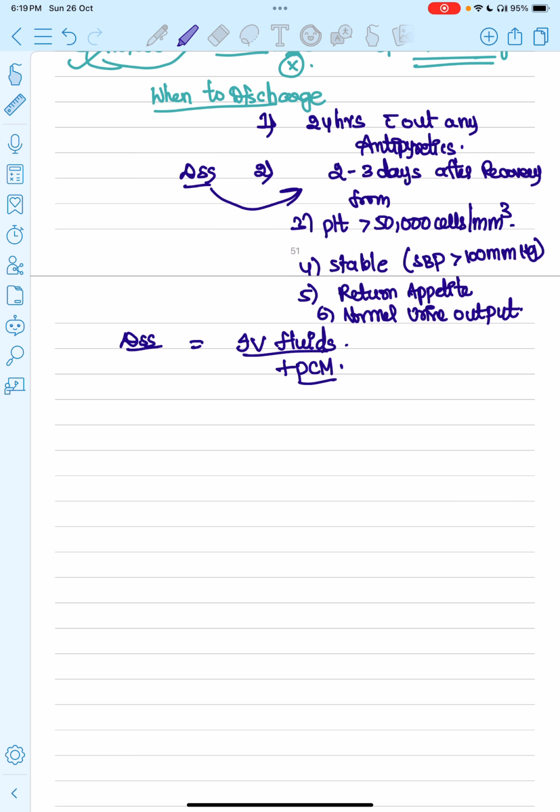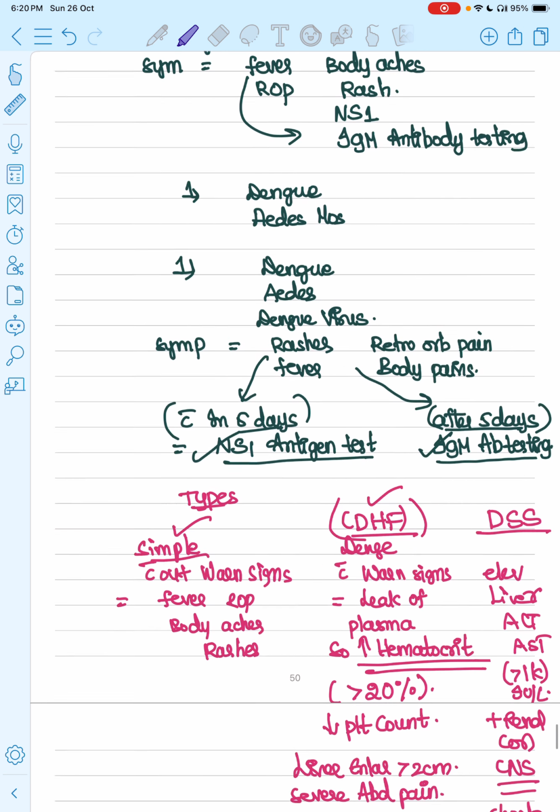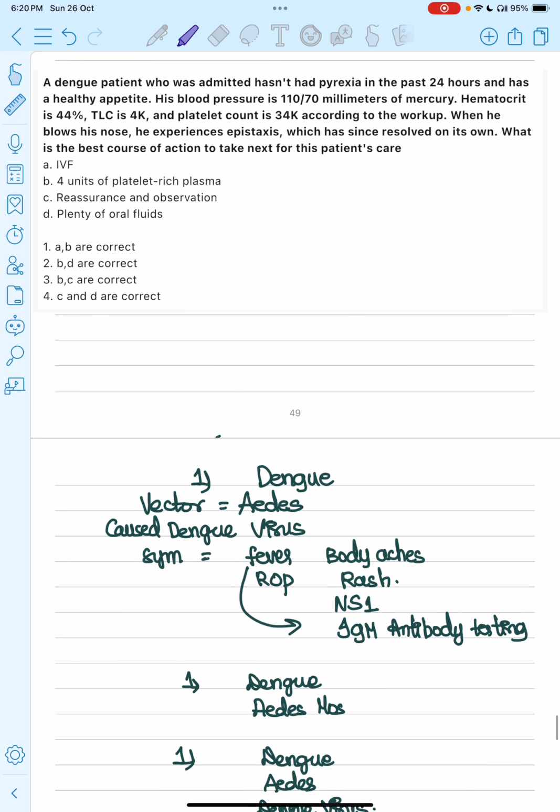Fluids should be stopped even if systolic blood pressure comes to more than 100 mmHg. There is one question in AIIMS. This is the question. A dengue patient who was admitted hasn't had pyrexia in the past 24 hours. He has a healthy appetite now. Blood pressure 110/70. Hematocrit is 44%.